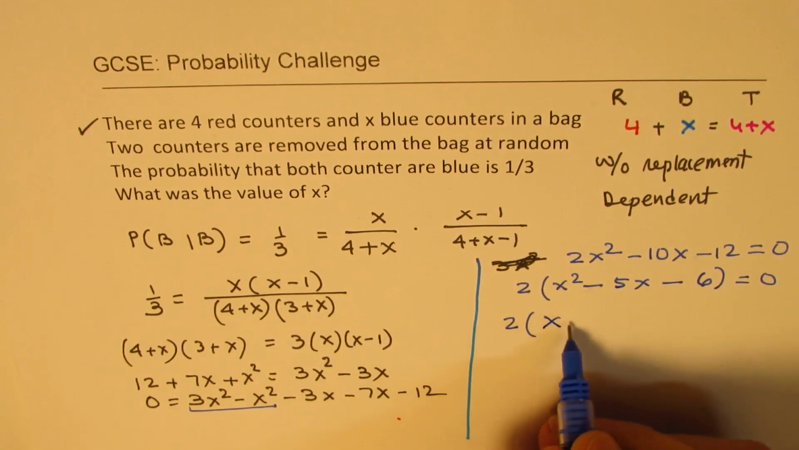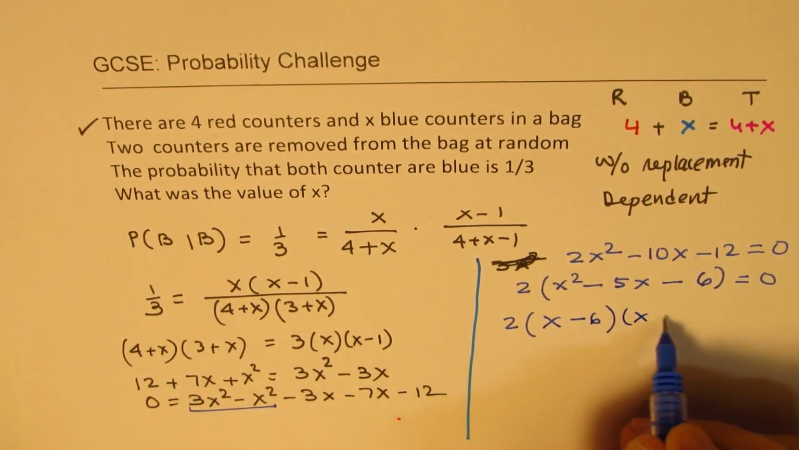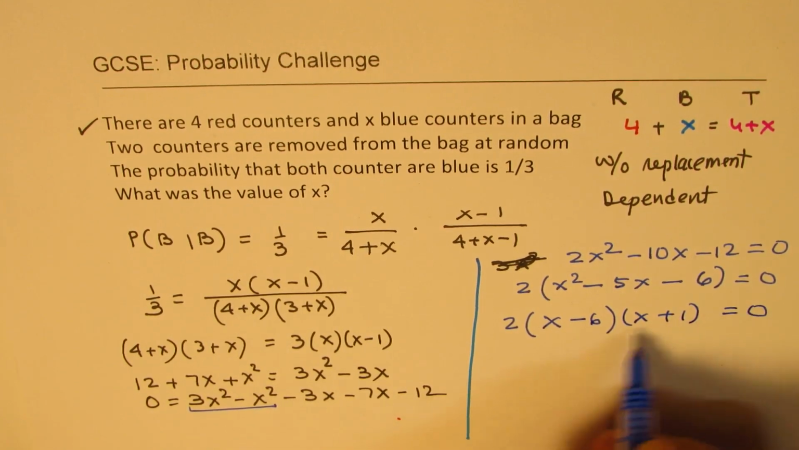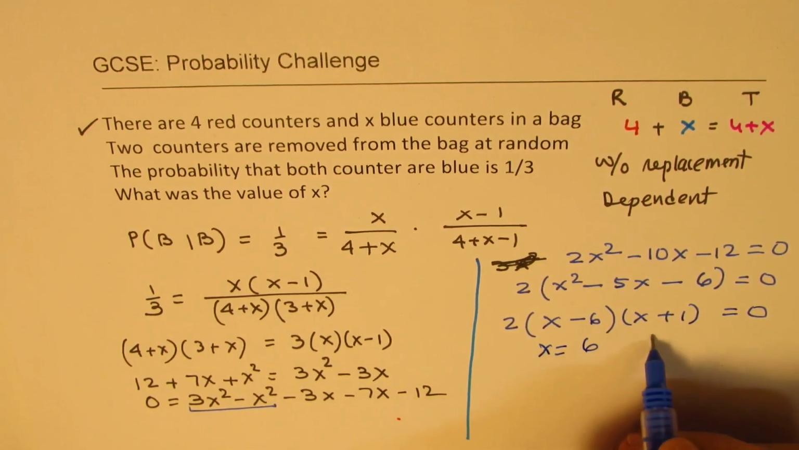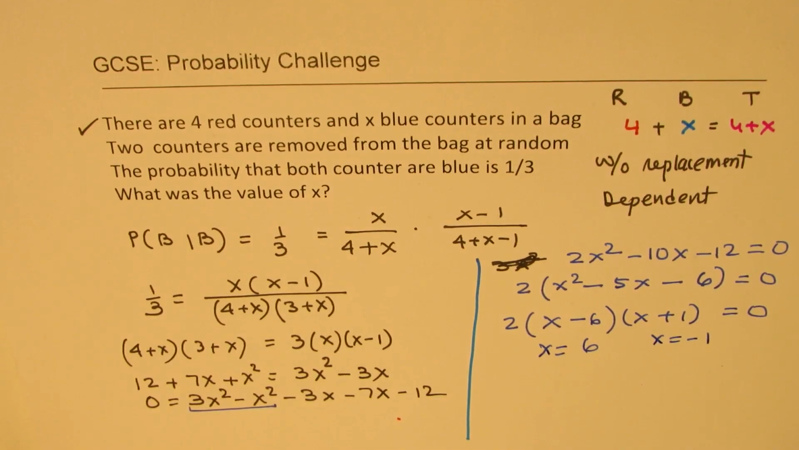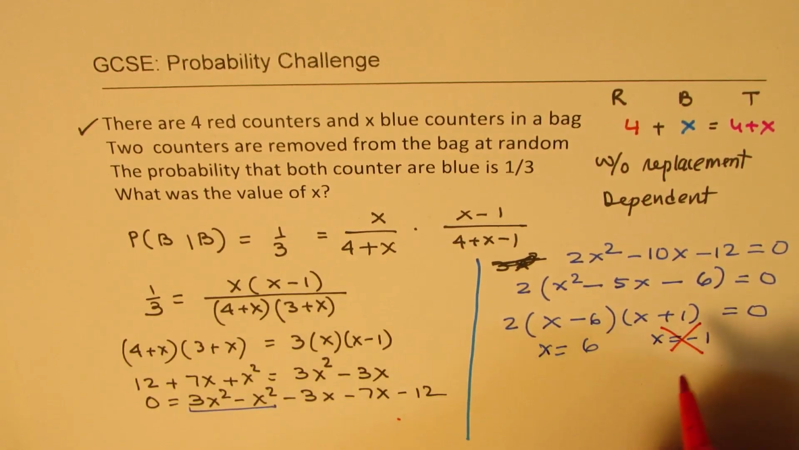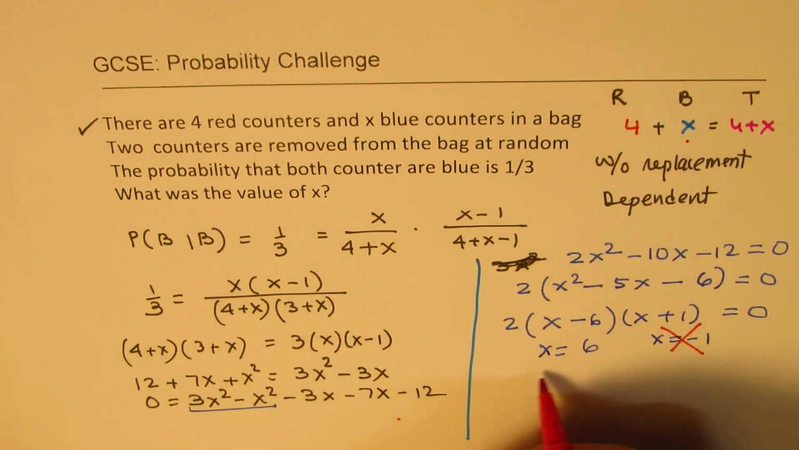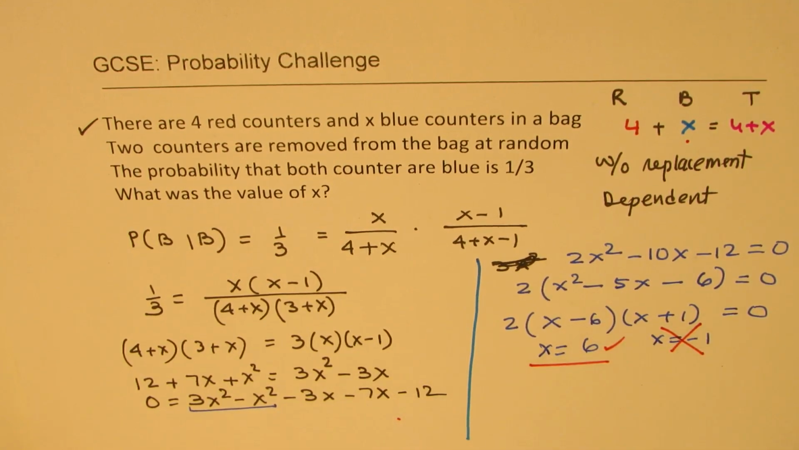So we get negative numbers bigger, right? So we get this as the factored form. And clearly we have two answers, x equals 6 or x equals minus 1. Minus 1 is not valid. We are looking for something which is positive. So we get this as your right answer, correct?